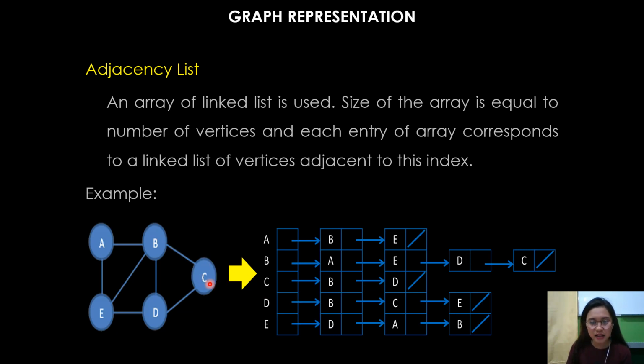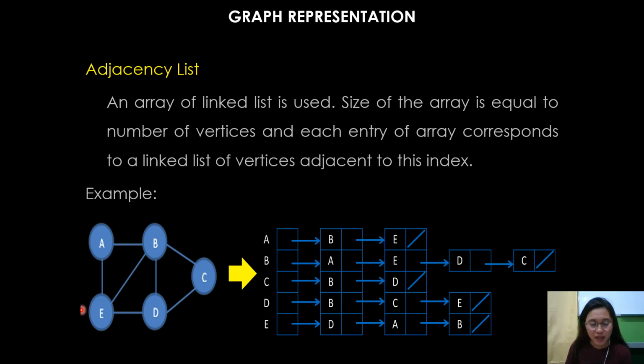And vertex C is only connected to B, and it's connected to D. That's why vertex C here is connected to B, and it's connected to D. And vertex D here is connected to B, connected to C, and connected to E. That's why in the adjacency list here, you can see that D is connected to B, and it's connected to C, and it's also connected to E.